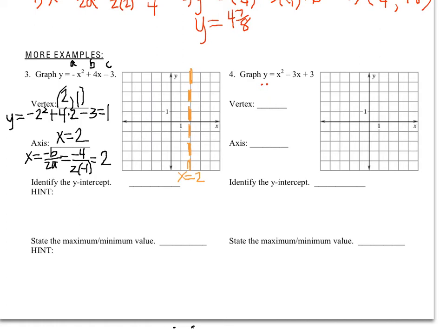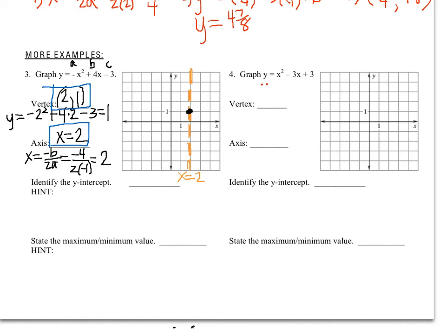So over 2, up 1. This is our vertex. Our graph not only moved to the right 2, but it also moved up 1. Okay, so we've got our axis of symmetry. We've got our vertex. Let me just highlight those. Here's our axis. Here's our vertex.